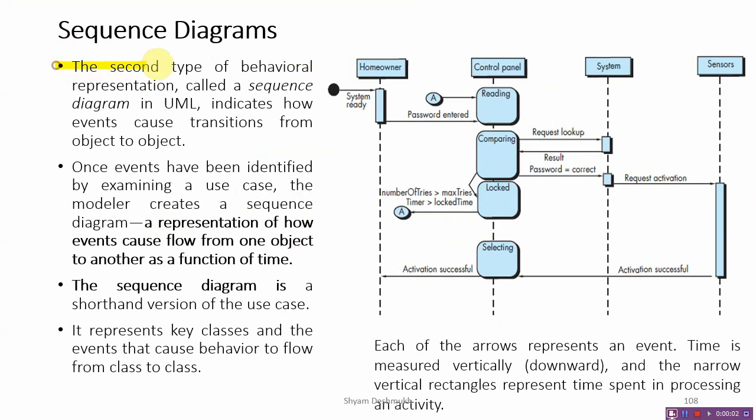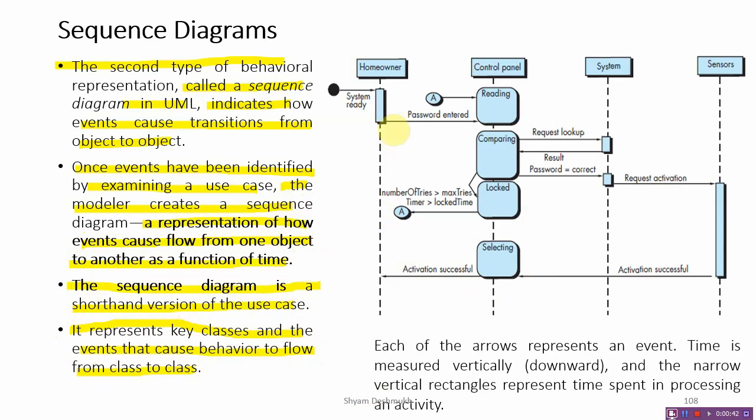The second type of behavioral representation is called the sequence diagram in UML, which indicates how events cause transitions from object to object. Once events have been identified by examining a use case, the modeler creates a sequence diagram, which is a representation of how events cause flow from one object to another as a function of time. So the sequence diagram is a shorthand version of the use case as a function of time. It represents key classes and the events that cause behavior to flow from one class to another class.